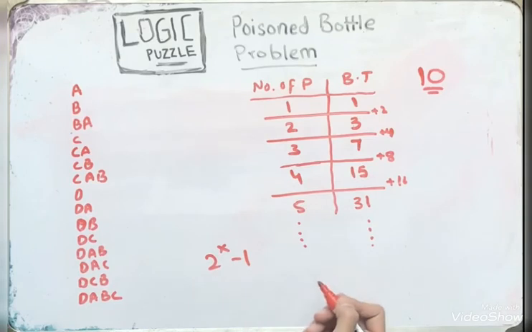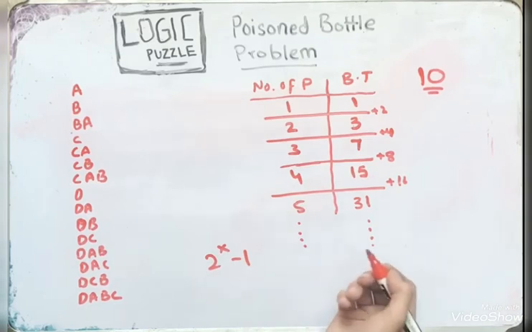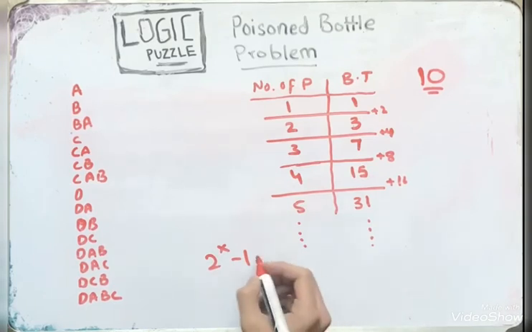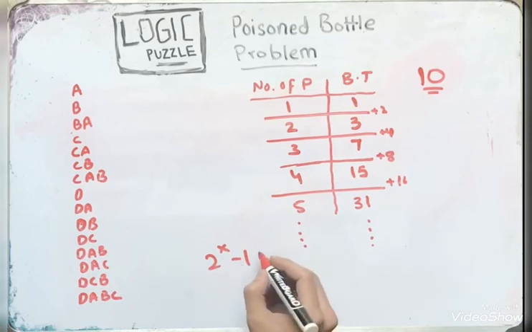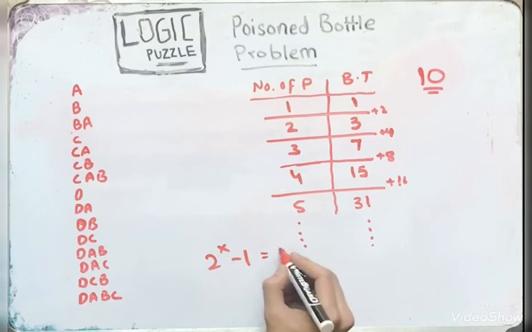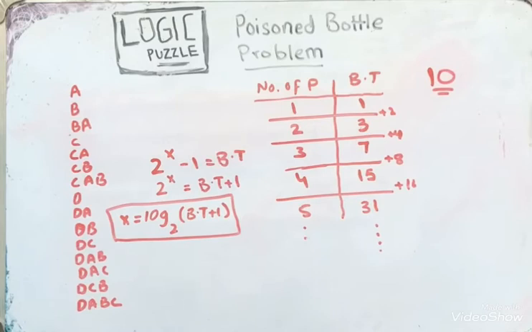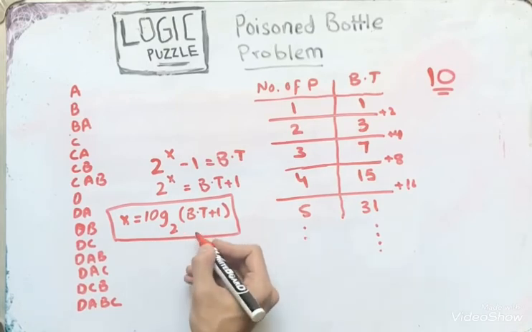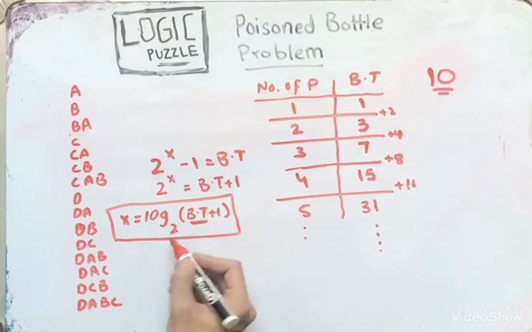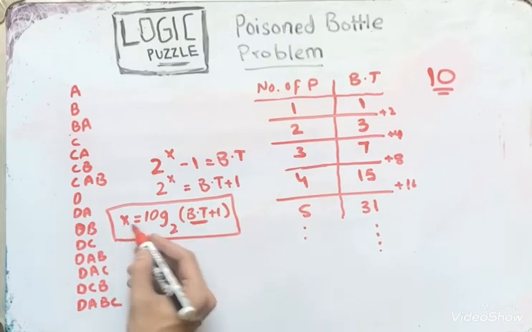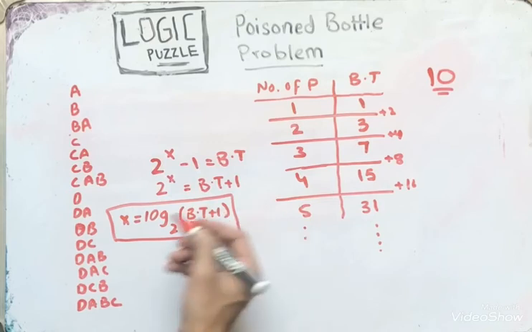But how do you actually calculate the number of prisoners from this formula? This formula really gives you the number of bottles tested, right? So you can further derive the formula for x, and then it becomes log base 2 of the number of bottles plus 1. So you just need to put the number of bottles that are to be tested here, and you simply get the number of x, or what exactly x is, the number of prisoners required.